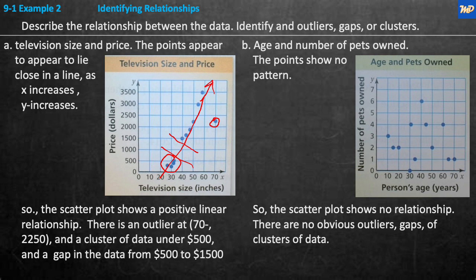And then for B, age and the number of pets owned. The points show there's no pattern. So this scatter plot shows no relationship. There are no obvious outliers, no gaps or clusters of data. It's just a bunch of dots. So it doesn't matter how old you are, the number of pets you have, 4, 3, 2, it just varies wildly. There's nothing that says if you're 20 years old, you're going to have 1 pet, and if you're 30 years old, you're going to have 2 pets. None of that shows up in the data. This is generally a non-relationship. There's no relationship at all here.